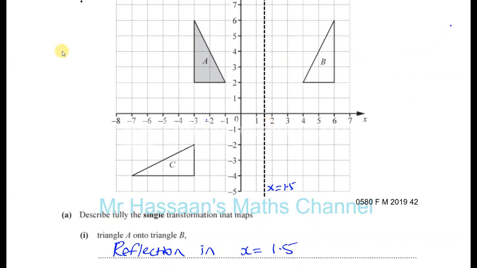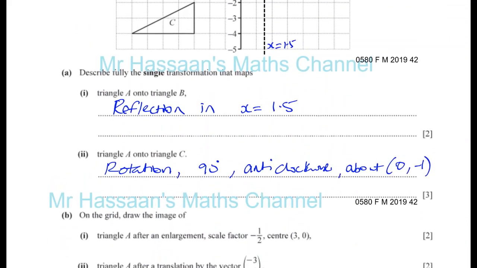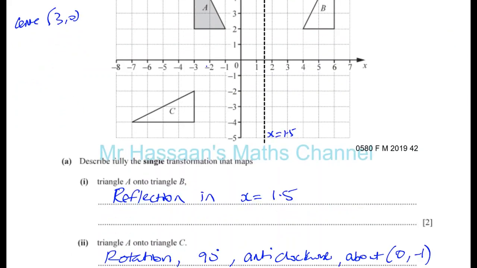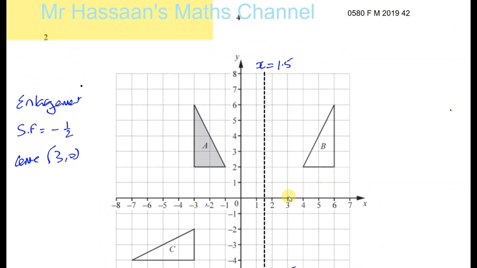we want to find the enlargement, scale factor -0.5, center 3, 0. So enlargement, scale factor is -0.5, and the center 3, 0. Is that what you said? 3, 0? Yeah, okay. So 3, 0 is over here. This is 3, 0. So that's the center of enlargement.